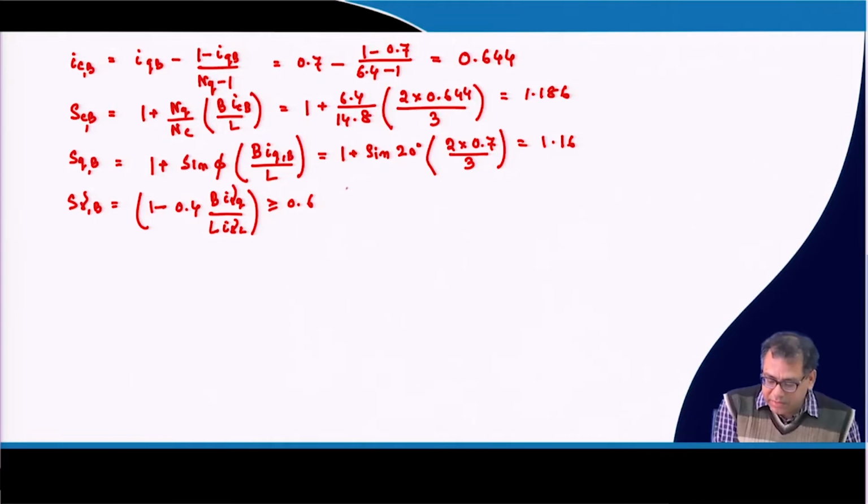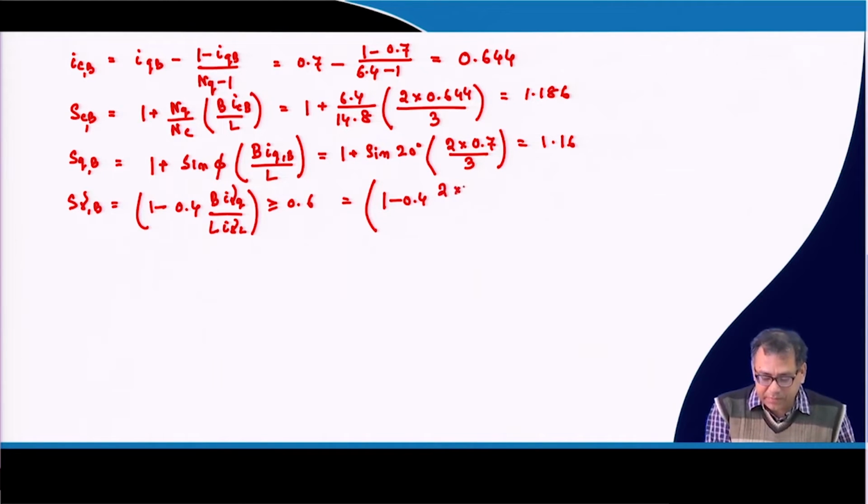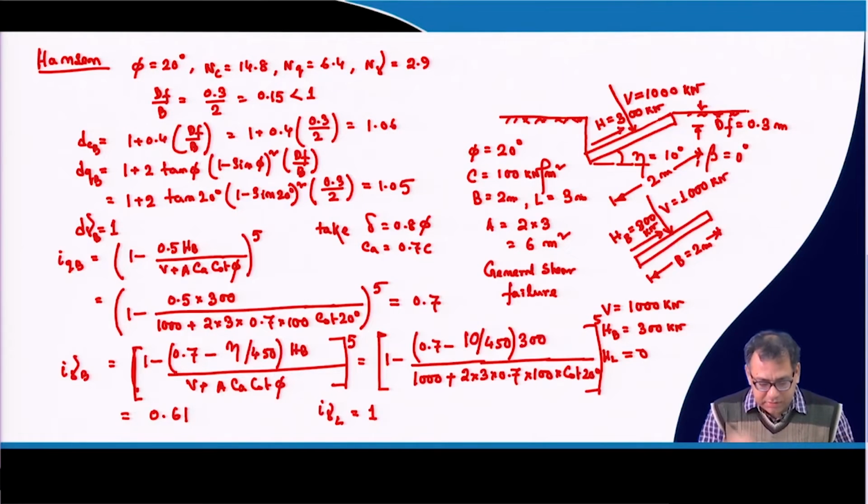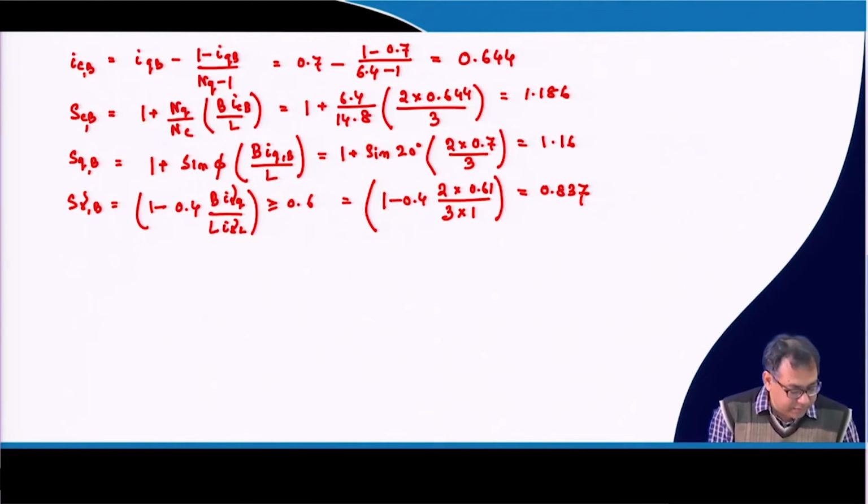So, I gamma L will be 1. Now you put these values: 1 minus 0.4, B is 2, I gamma B is 0.61, divided by L is 3, I gamma L is 1. So, that value is 0.837. This way I have calculated all the depth factors, inclination factors and the shape factors.